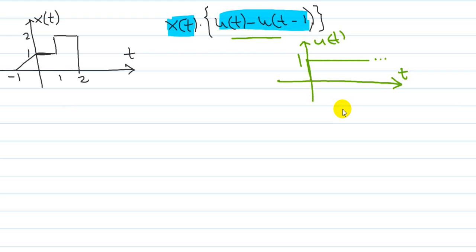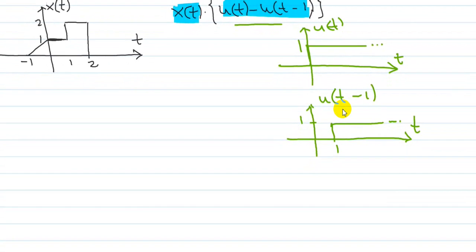Now, what is u of t minus 1? U of t minus 1 means I take the signal u of t, which I drew earlier, and shift it to the right by 1. So instead of 0, it will now start from 1 and go to positive infinity with amplitude 1. So this is your u of t minus 1.